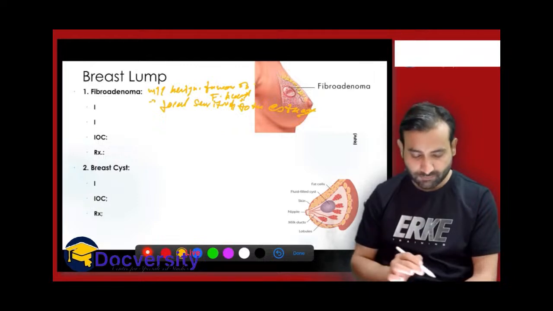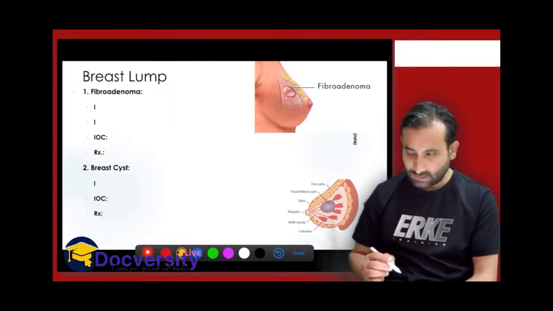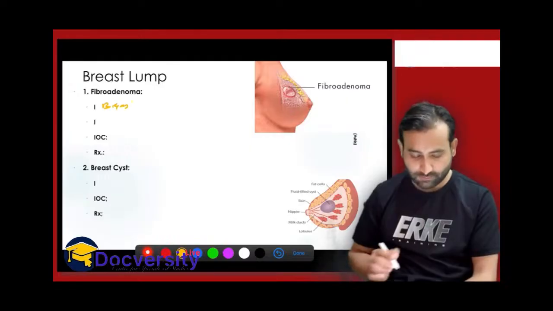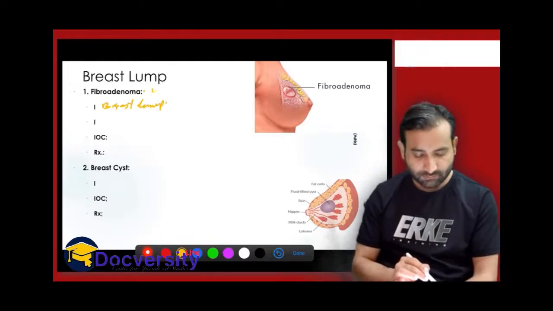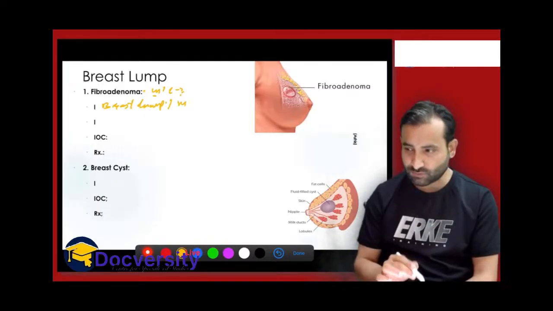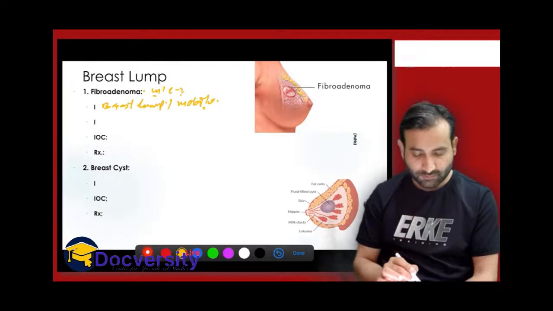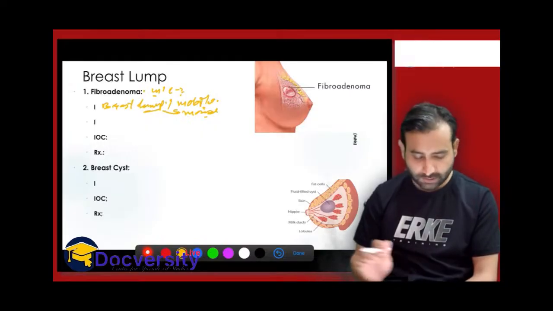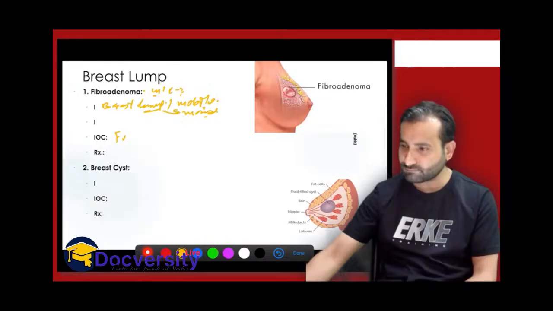And it is also called the breast mouse. What is this called? It is also known as what? Breast mouse. It is also known as the breast mouse. And it is a painless mobile lump. It is the most common, right, benign tumor of the female breast. It is mobile, that's why called the breast mouse. Is that okay? And it is painless, right? So you should understand this one.